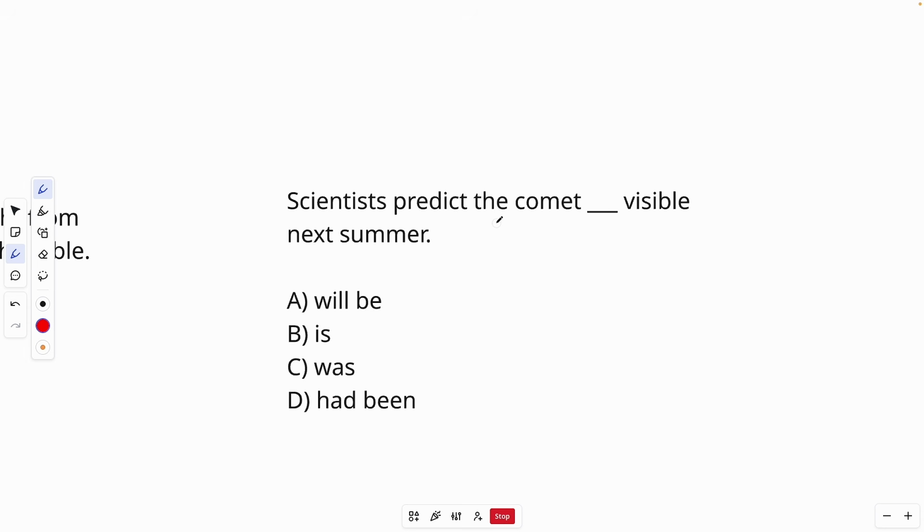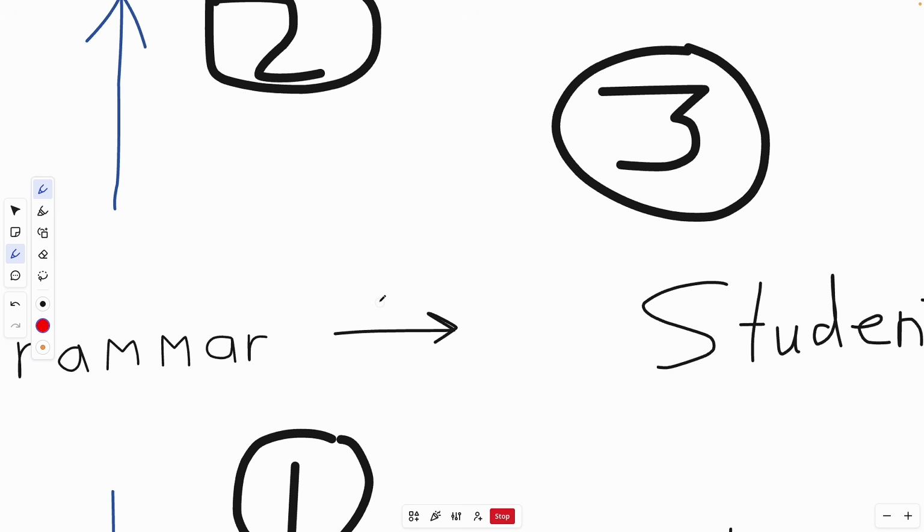Scientists predict the comet blank visible next summer. This goes to tense. So this is harder to use the odd one out thing because each of these could theoretically work. None of them has like a comma thing between them. But if you think about it, next summer, that indicates it's going to be happening in the future. So you have to go with will because that's the only future verb here. Let's move on to the next thing.